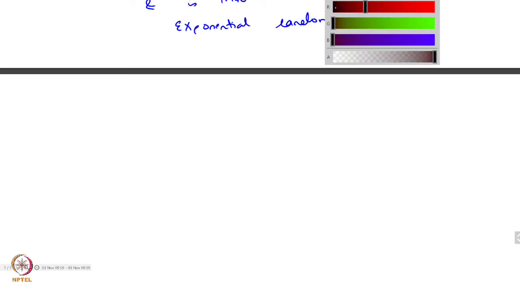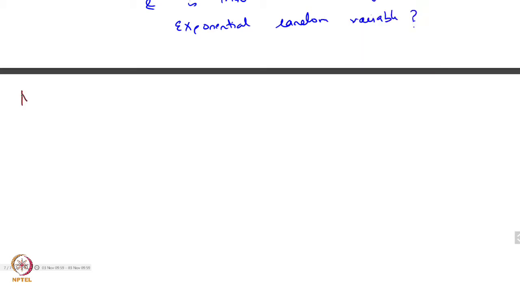So the next example is very fundamental. It's called the normal random variable.